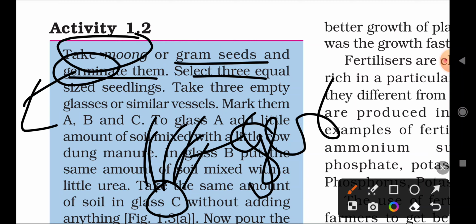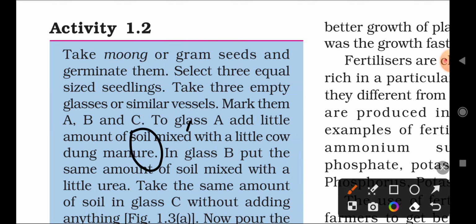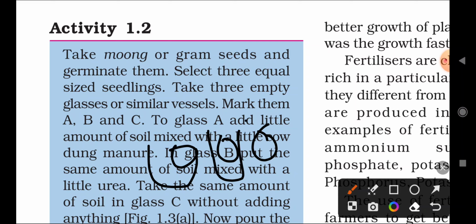Select three equal sized seedlings. You have to take three equal sized seeds. Take three empty glasses or similar vessels. For that, you have to take three empty glasses. Mark them A, B and C.